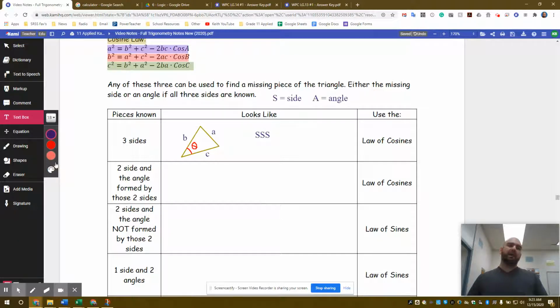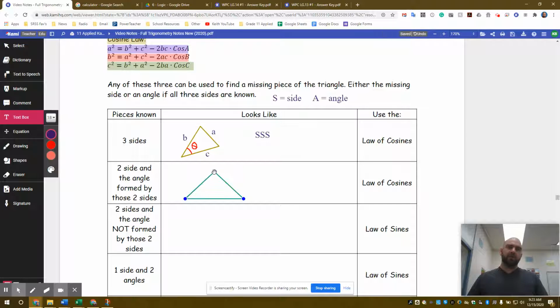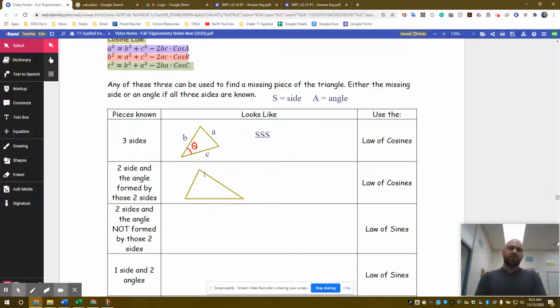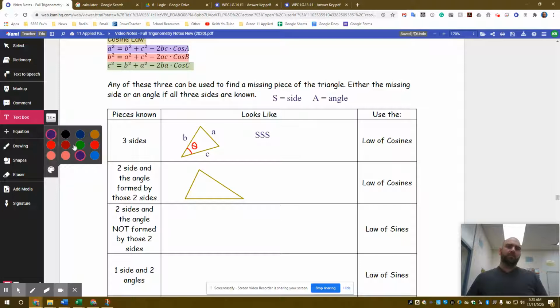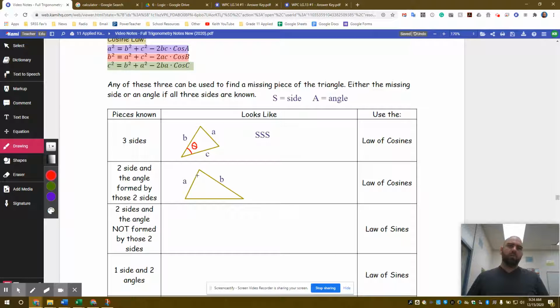Now what happens if we have two sides and the angle that is formed by those sides? Okay, so I'm just going to draw out my little triangle here again. And again, I don't want to have an isosceles triangle or an equilateral triangle, as that really changes things a lot. So in this case here, let's say that we have A and we have B. I'll put it up on top here. And we know the angle.